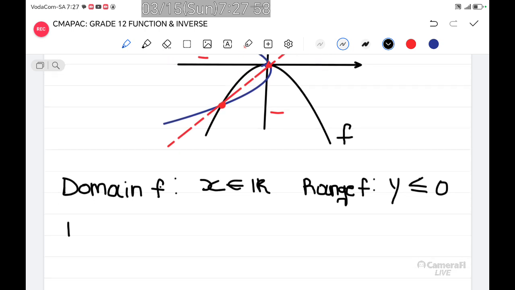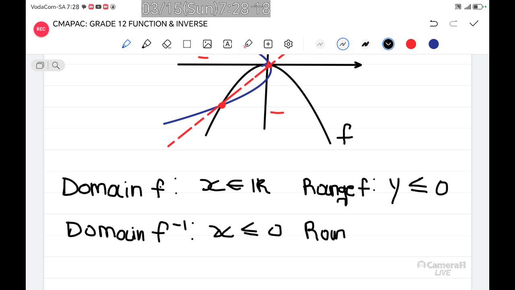Then let's do the domain and the range of the inverse. The domain of f inverse, we are going to read from the range of f, which is x less than or equal to 0. And the range of the inverse, we are going to read from the domain of f, replacing x with y, means y is an element of all real numbers.